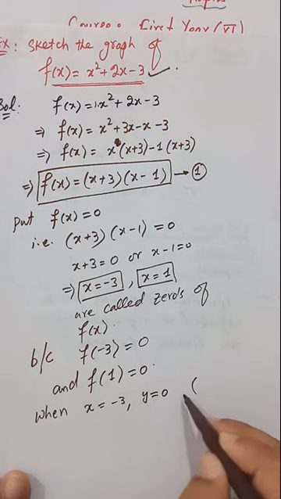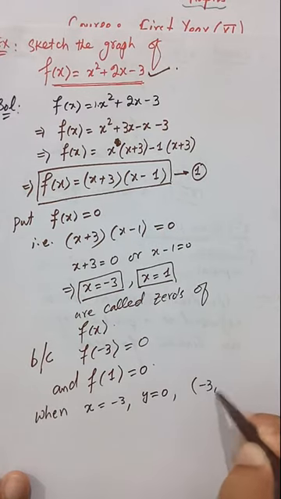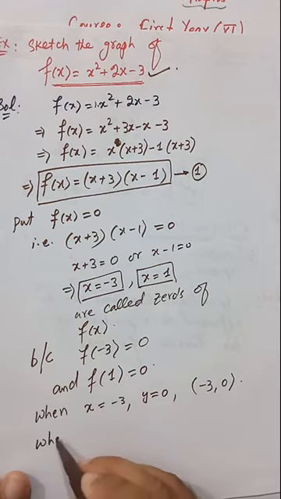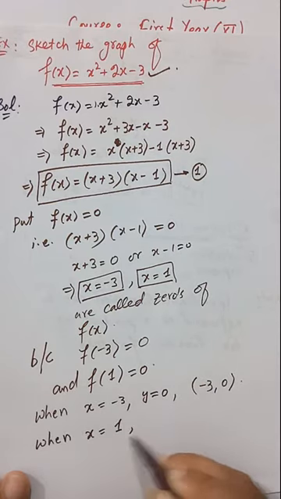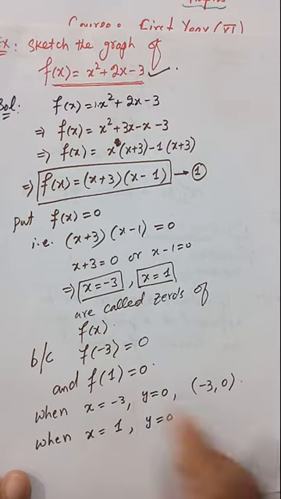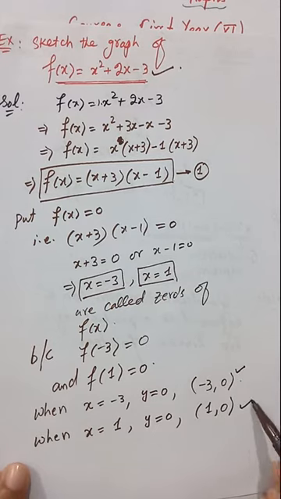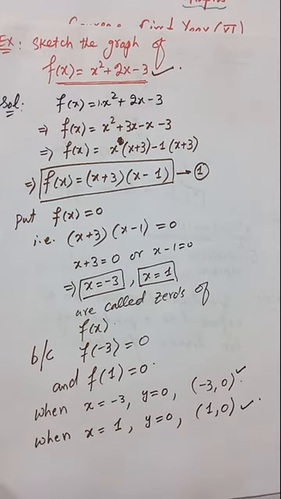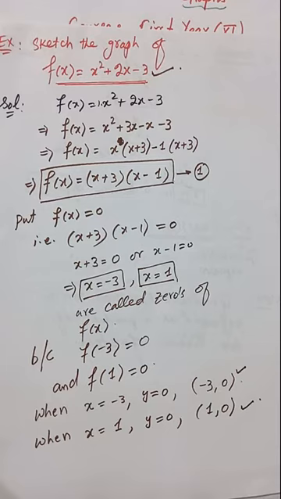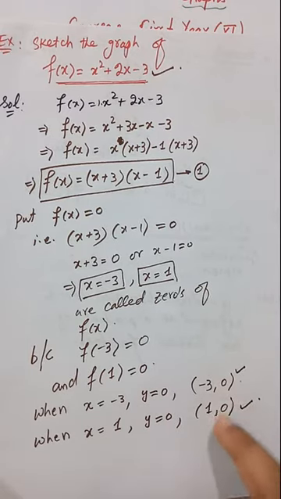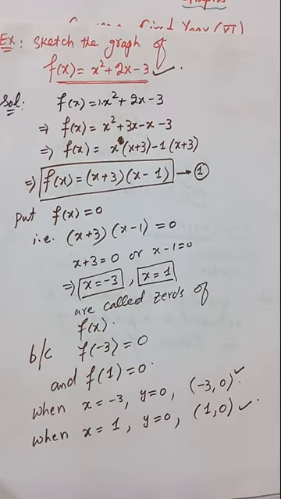So this is one ordered pair that you get: -3, 0. And when x is equal to 1, y is 0, you clearly see that. So this is 1, 0. So you get these 2 points. These 2 points lie on the graph of the function, and actually the graph cuts the x-axis at these points. So in other words, you can say that these are the x-intercepts of the given function.